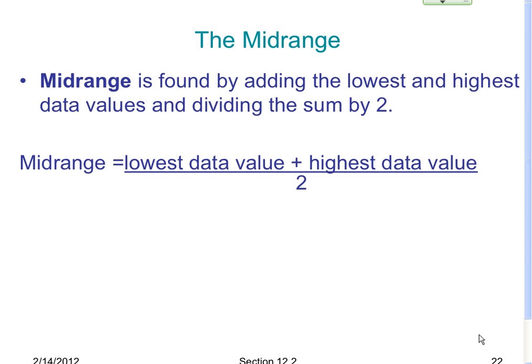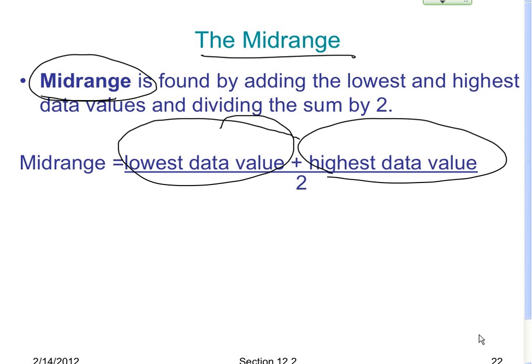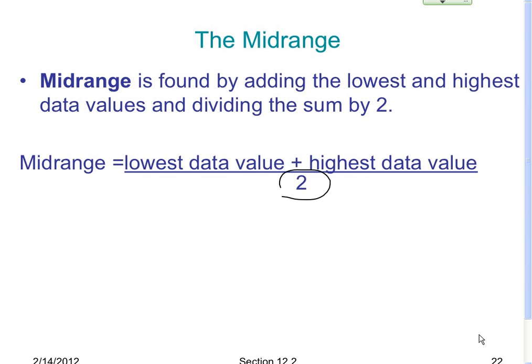Last one we're going to talk about is the mid-range. Notice I did not say range. This is not the same thing as range. This is the mid-range. It uses a different formula. To find the mid-range, you take the smallest number, you take the highest number, add them together, and divide by 2. Mid-range, smallest number, largest number, add them together, and divide by 2. This is not the same thing as range. Be careful.